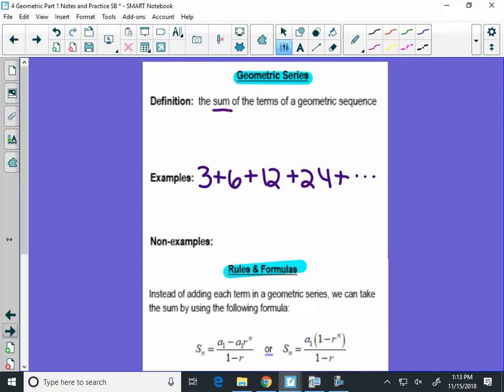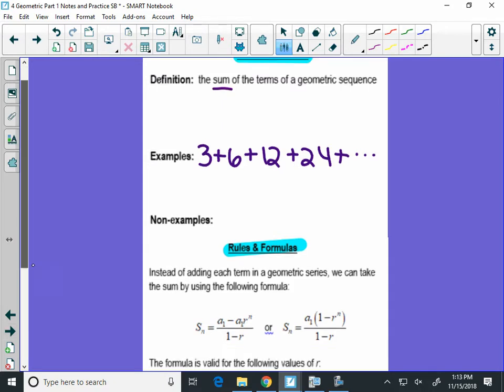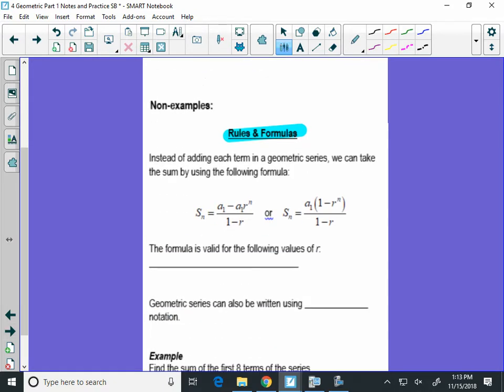Now there are actually 2 formulas down here. They're equivalent to each other, so basically, that means they're the same. The formula on the left says S sub n equals a sub 1 minus a sub 1 R to the n. That's the numerator. The only difference between those 2 formulas is that over here they factored out the a sub 1. They just made it a little bit easier. We're going to be using the formula on the right because it's just a little bit simpler to use.